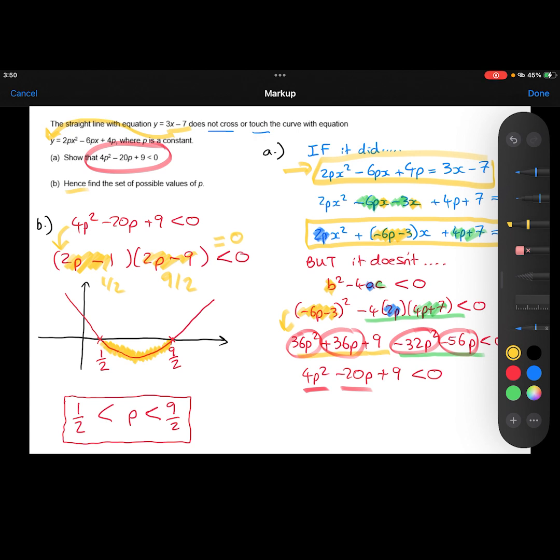I can see that if p is bigger than 1/2 and less than 9 over 2, then this quadratic will be less than 0, which means the discriminant will be less than 0, which means that that quadratic has no solutions, and it means that these two lines do not touch or cross.